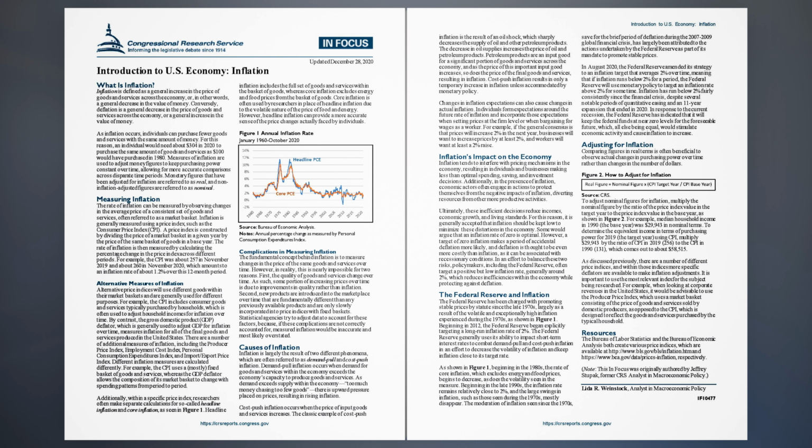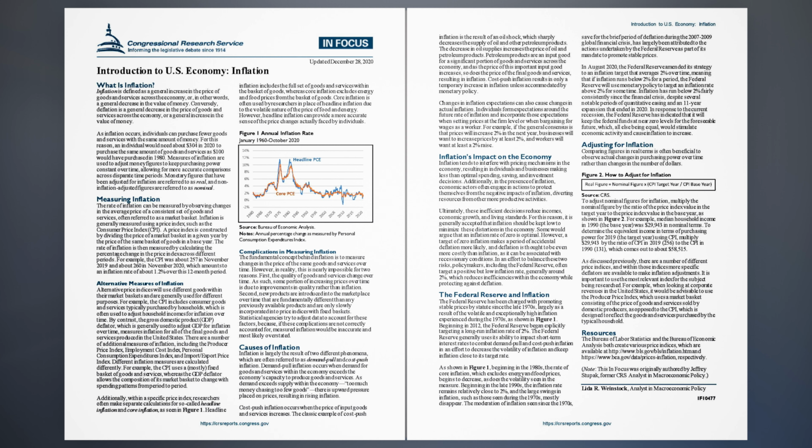There are a number of additional measures of inflation, including the Producer Price Index, Employment Cost Index, Personal Consumption Expenditures Index, and Import-Export Price Index. Different inflation measures are calculated differently. For example, the CPI uses a mostly fixed basket of goods and services, whereas the GDP deflator allows the composition of its market basket to change with spending patterns from period to period.